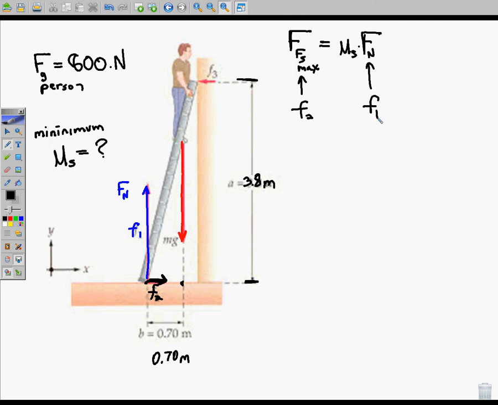One way of getting F1 would be to consider one of the translational equilibrium formulas. Can anyone read your physics teacher's mind on what formula I'm talking about to get F1, the normal force?